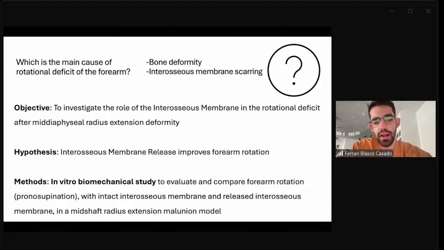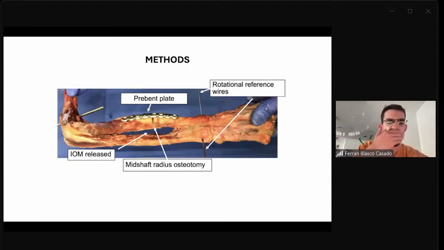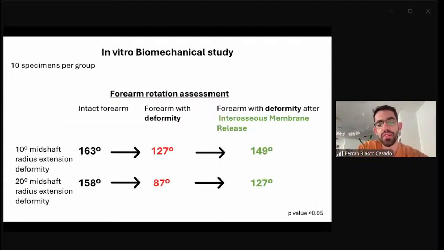The methods were an in vitro biomechanical study to evaluate and compare forearm rotation with intact interosseous membrane and after releasing the interosseous membrane in a midshaft radius extension malunion model. Here we can see a picture of our model. We can see the radius already with the deformity, fixed with a plate. We can see the interosseous membrane already released and the rotational reference system with K-wires in the distal radius and ulna.